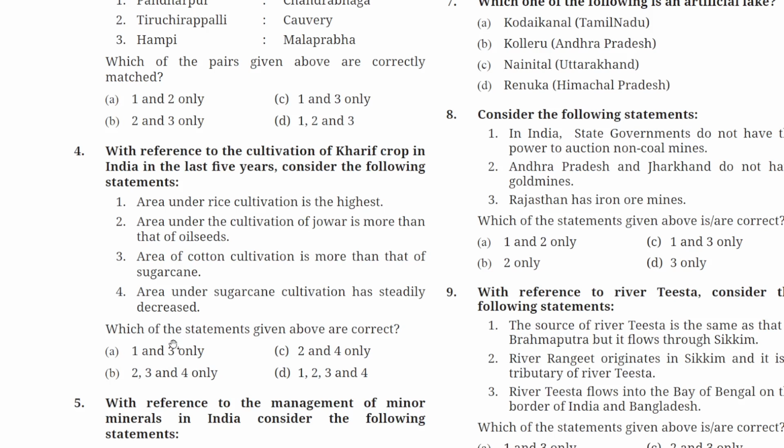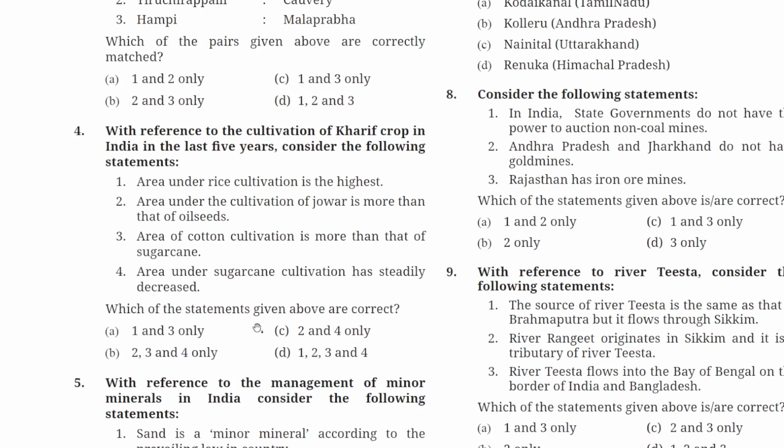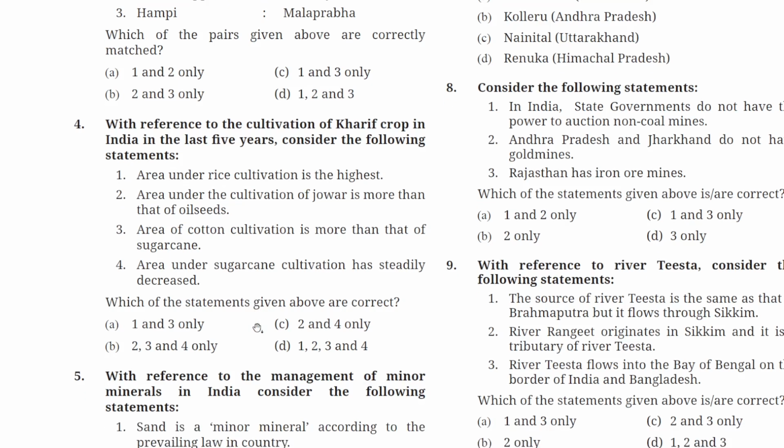Area under rice cultivation is highest. Area under the cultivation of jowar is not more than that of oilseeds. Area of cotton cultivation is more than that of sugarcane. Area under sugarcane cultivation has not decreased, it is increasing. Okay, so option is A, 1 and 3 only.